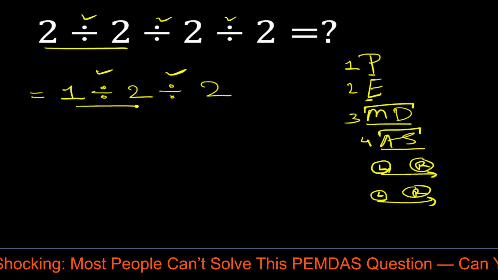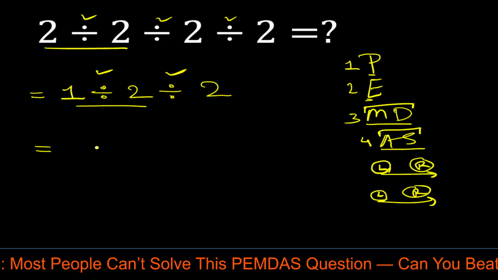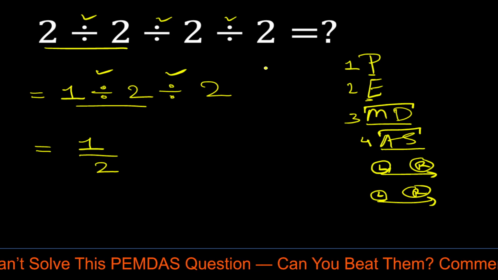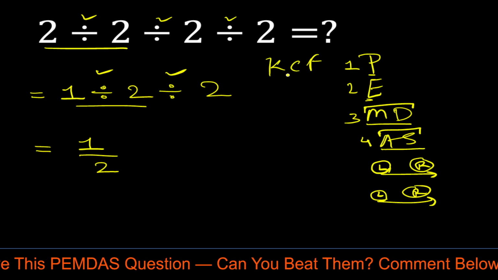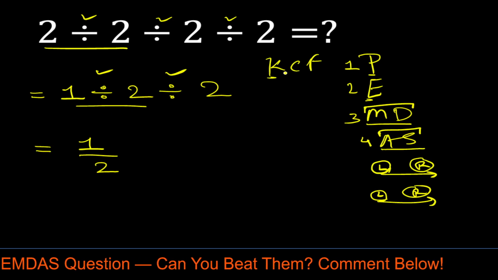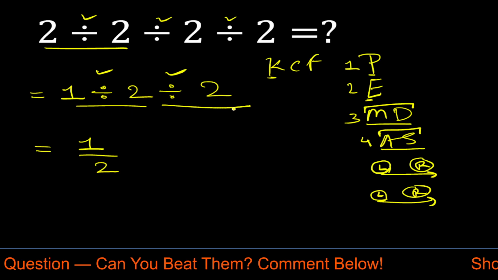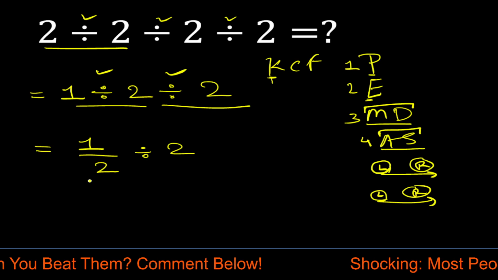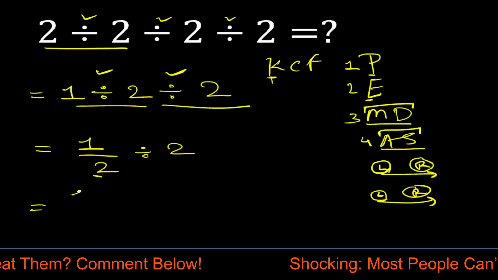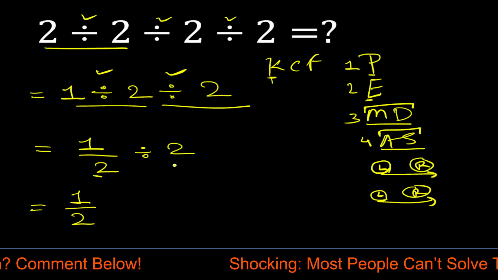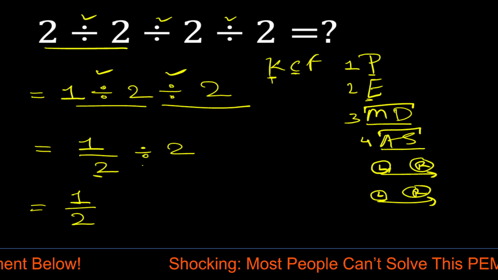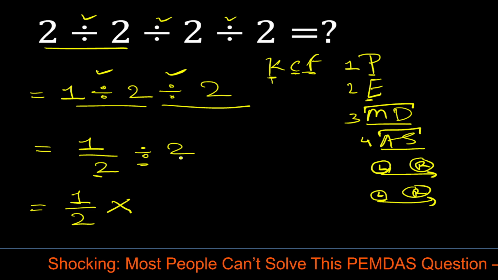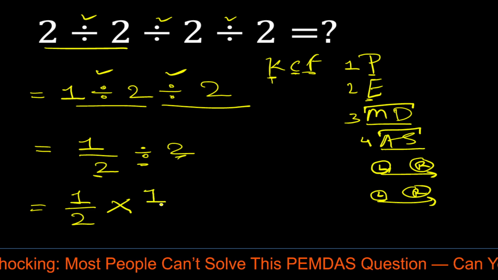So first we have to solve this division, right? So 1 divided by 2 can be written as 1 upon 2. Now according to KCF rule, K means keep this first fraction as it is same, 1 upon 2. Then C means change the sign from division to multiplication. Then F means flip this second 2, which is equal to 1 upon 2, right?